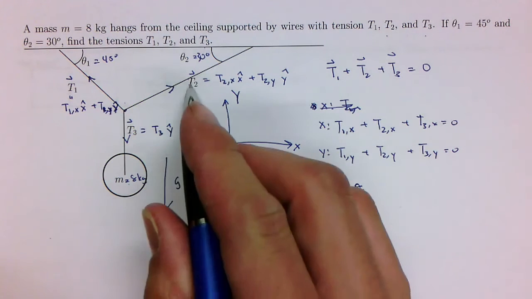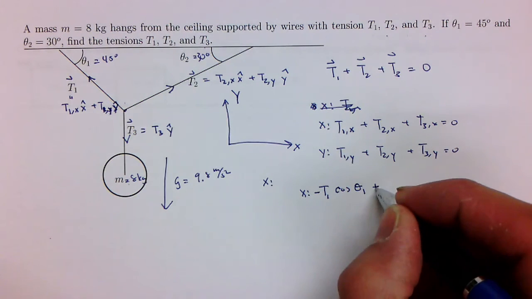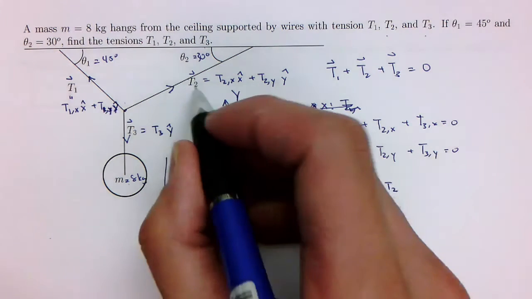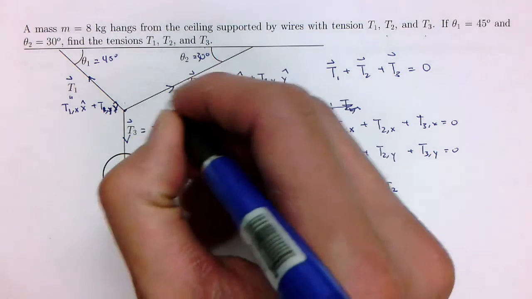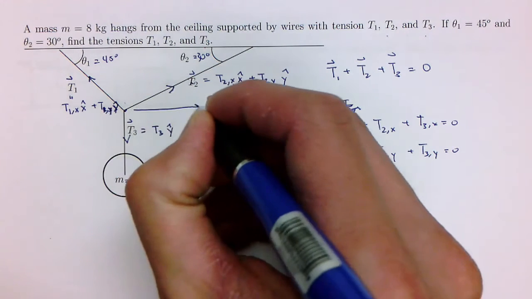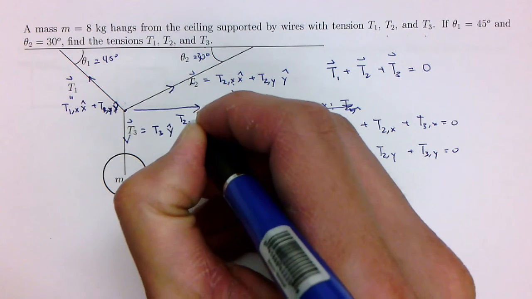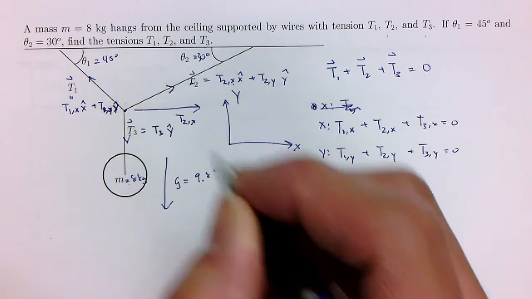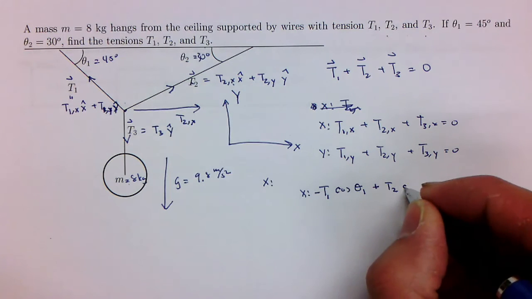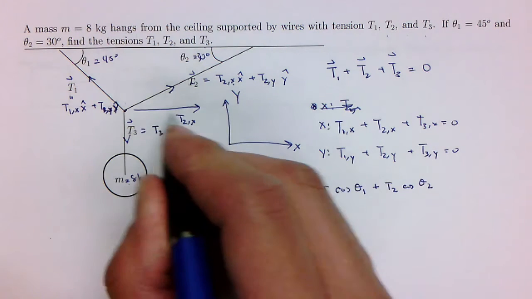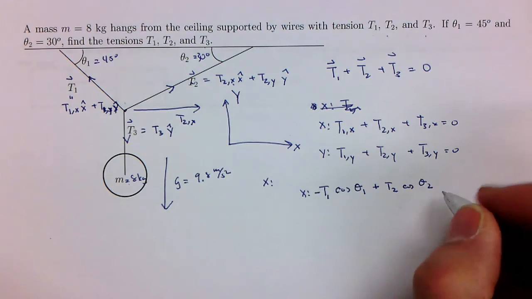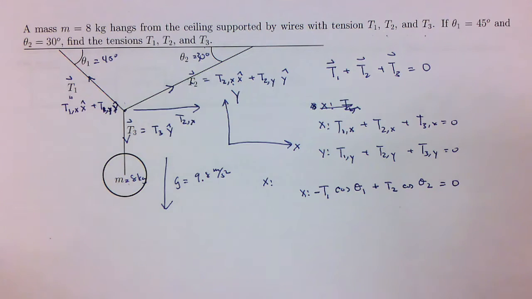Now T2 is plus T2. What's T2 of x? Well, T2 of x is along here, and that's going to be T2 cosine of theta 2. And of course, it's pointing in the positive x direction, so this is a positive value. And so this is equal to 0.